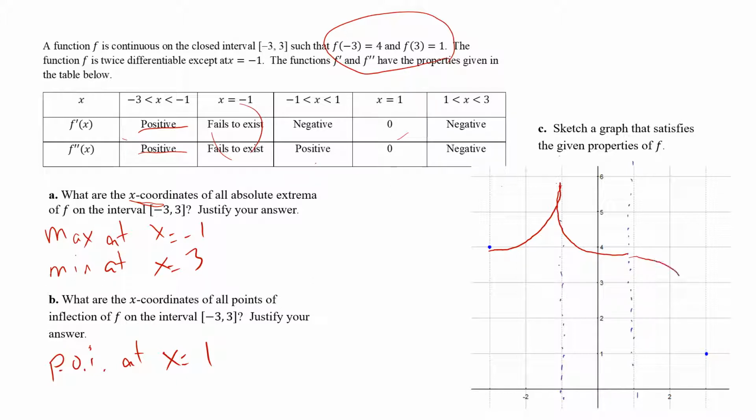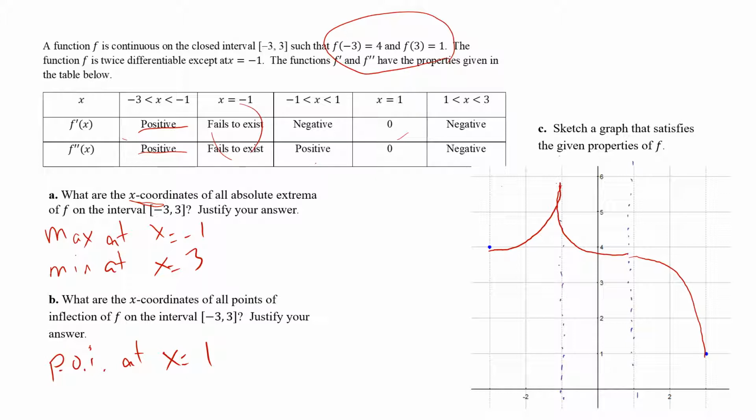So from there, it can go like that. So that's one thing this graph could look like. Yes, it could look like different things, but that's one way it could look. And we just did it using the slopes and the concavity. We're able to sketch a graph of what the function might look like.